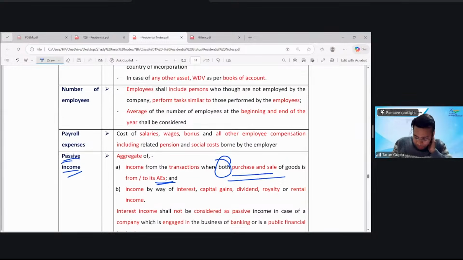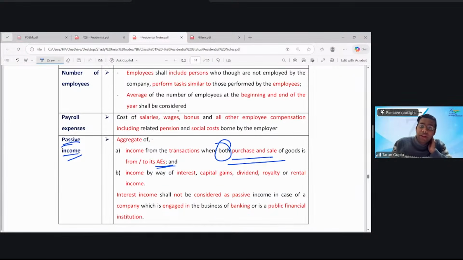So what is the passive income? Passive income means the income from transactions where both purchase and sale of goods is from or to an associated enterprise. So both things: you are purchasing from your associated enterprise, your related party, and you're selling to the related party as well. What are you doing? Both are related parties, they can do it themselves. You are a shell company, doing something which is only for tax purposes.